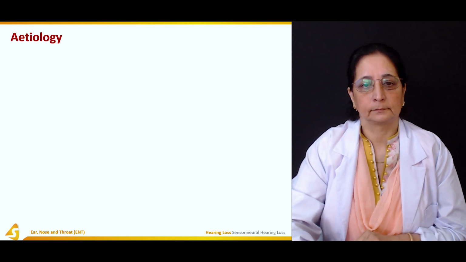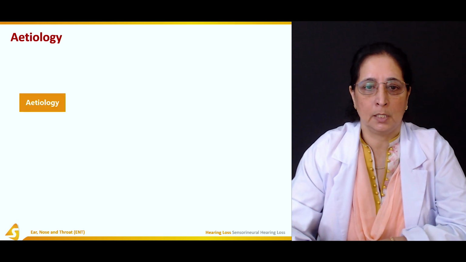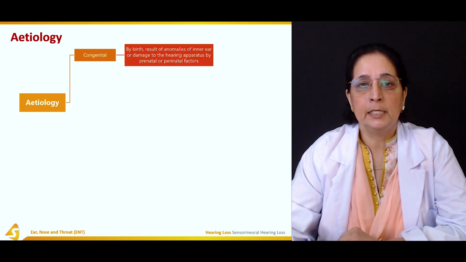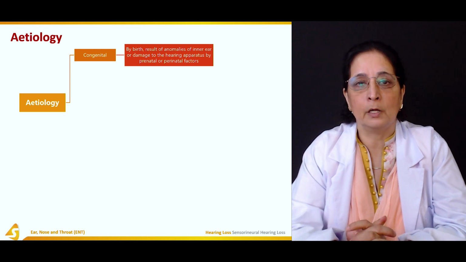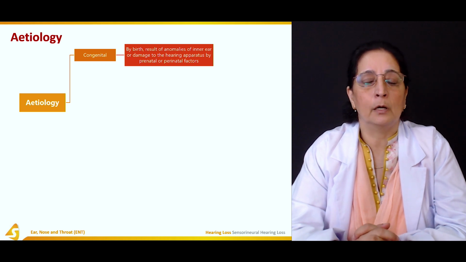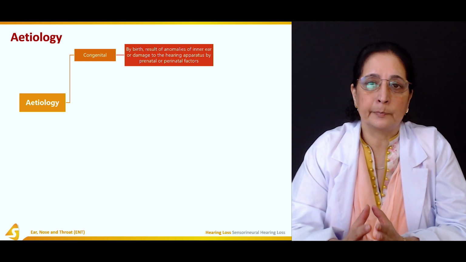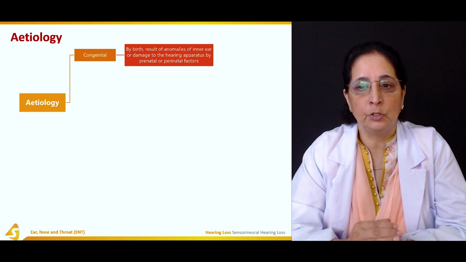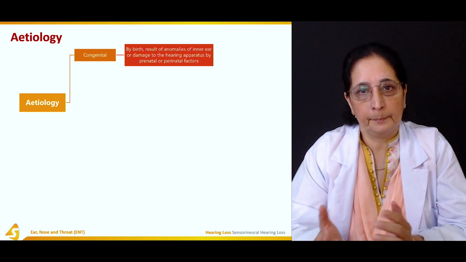Now, the causes of sensorineural hearing loss. Etiology is congenital, and congenital means by birth, usually by anomalies of the inner ear or damage to the hearing apparatus by prenatal or perinatal factors. So congenital defects are present at birth. It can be due to any damage to the inner ear in the prenatal or perinatal period.